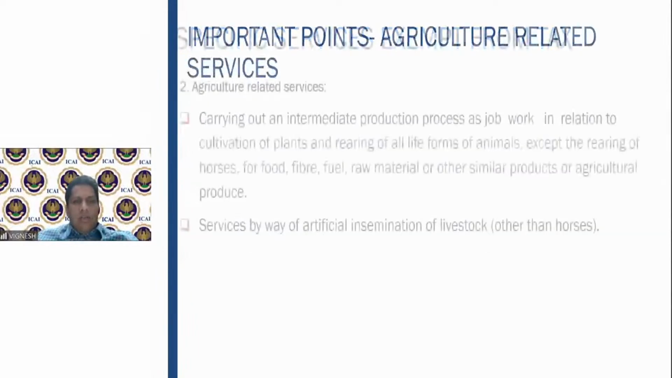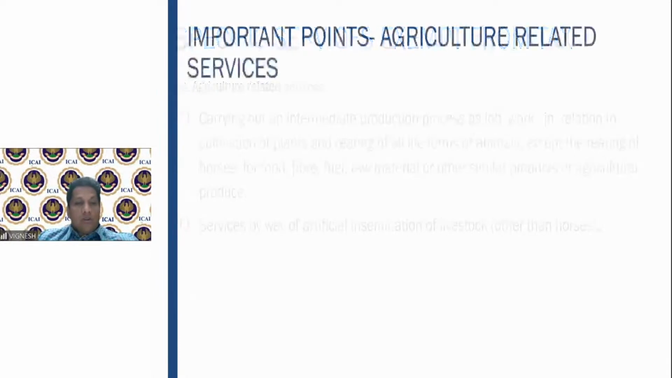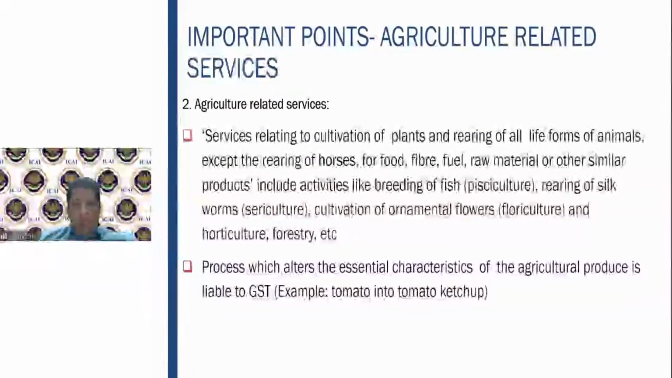Then carrying out agriculture related services, carrying out intermediate production service process as job work in relation to cultivation of plants, etc. And services by way of artificial insemination of livestock. That is on cattle. If you do this insemination, further, in a proper way, the crops can be planted because of the fertilizers which are used through the produce of the cattle. So this also is covered here. Then services related to cultivation of plants, all this is also covered. Please go through this. Nothing to explain. It is very clear there.